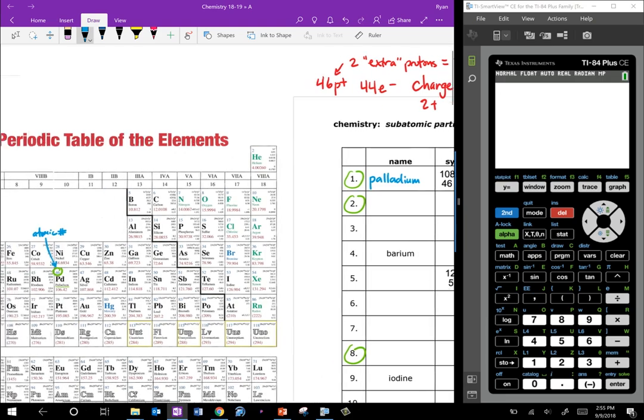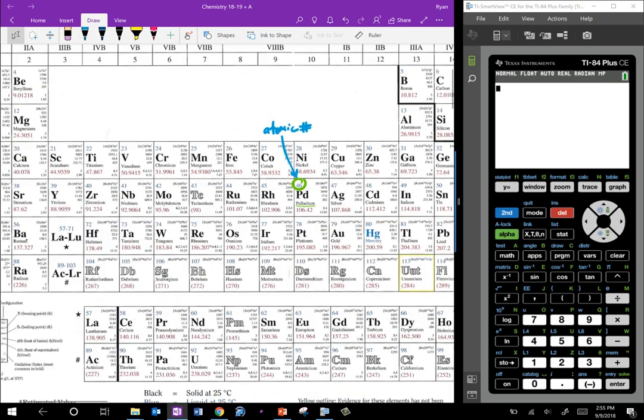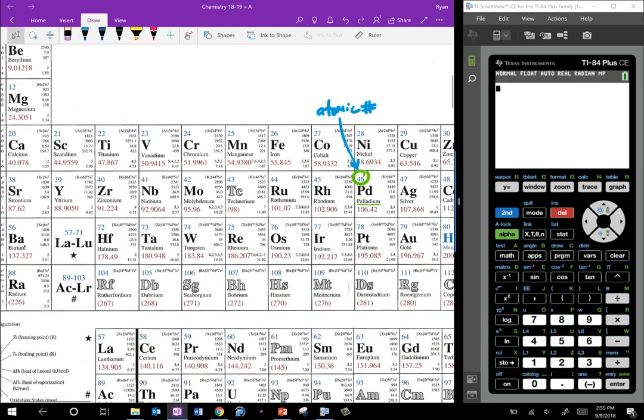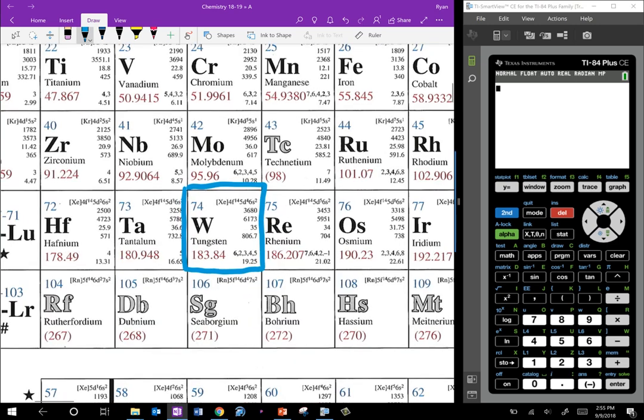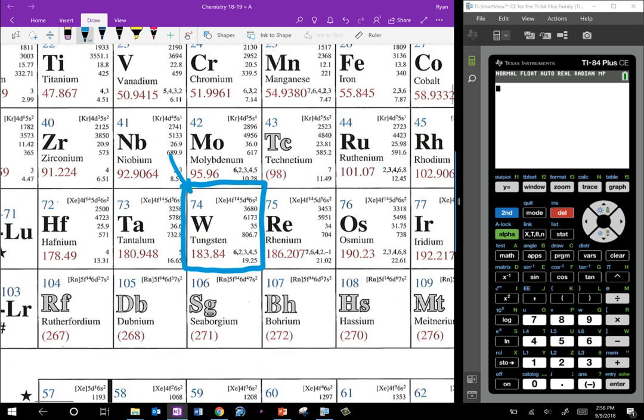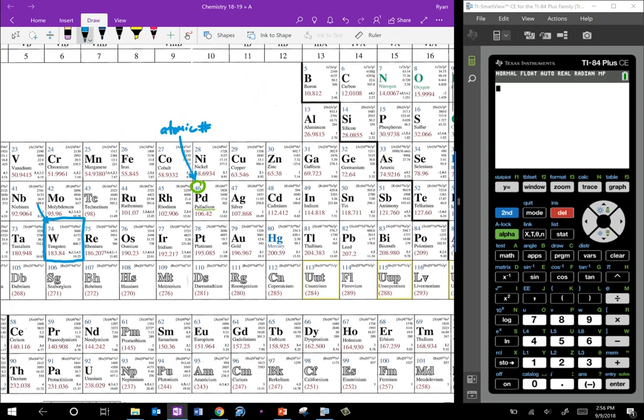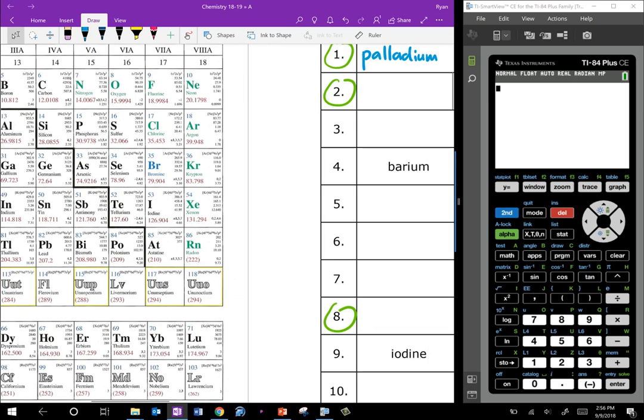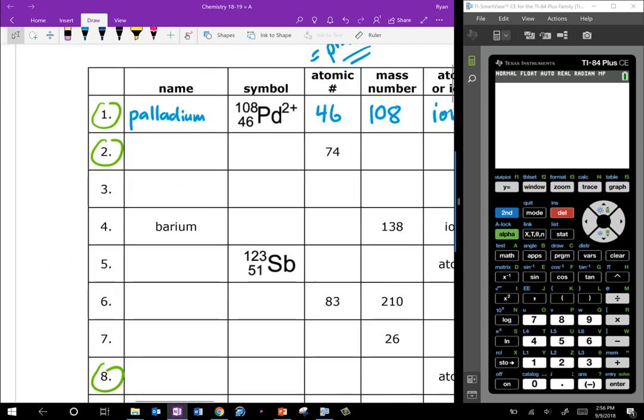So atomic number 74, go over here to your periodic table, find element number 74, and here it is. One of my favorite elements, tungsten. So tungsten has an atomic number of 74, right up there in the top corner again. So that's how I know we're talking about tungsten in this problem. So I'm going to go ahead and put tungsten into my table as the name of the element. There we go. And its symbol will start with an abbreviation of W for tungsten.